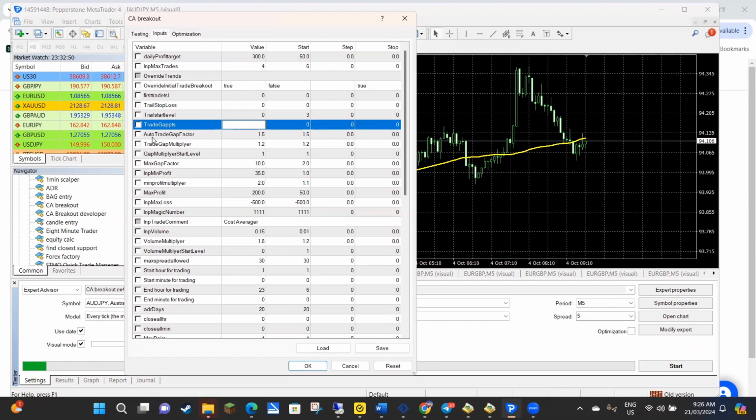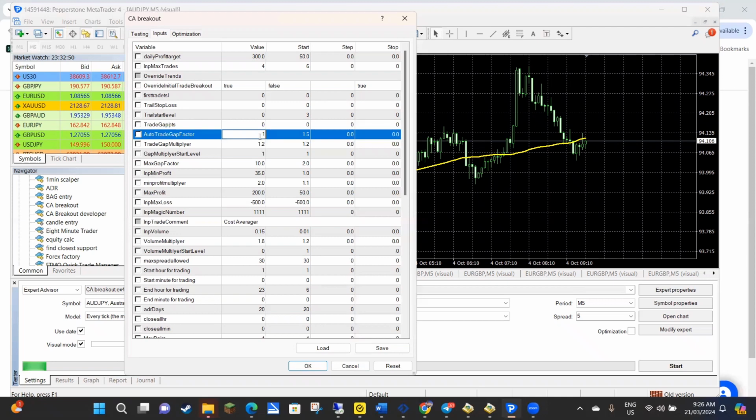But what we mostly do now is use the auto trade gap factor, and that's based off the average daily range of each particular pair. So if the average daily range of that pair you're trading was 100 pips, and you had this set at 1, then all the trades are going to be 100 points apart. Okay, so if it's 100 pips, the average daily range, then a trade gap factor of 1 will give you a distance between the trades of 100 points.